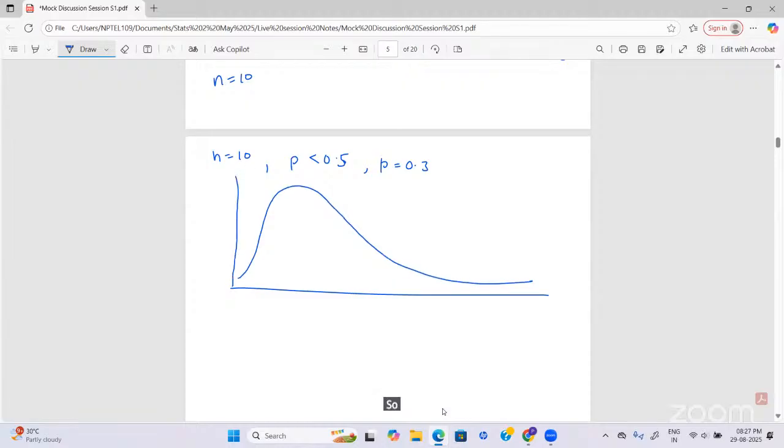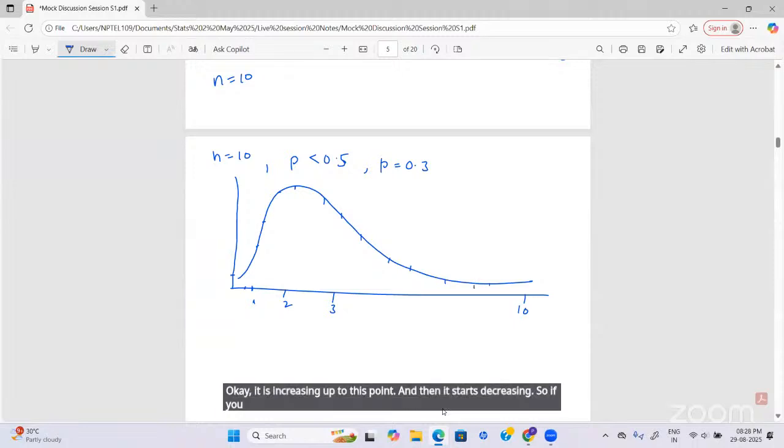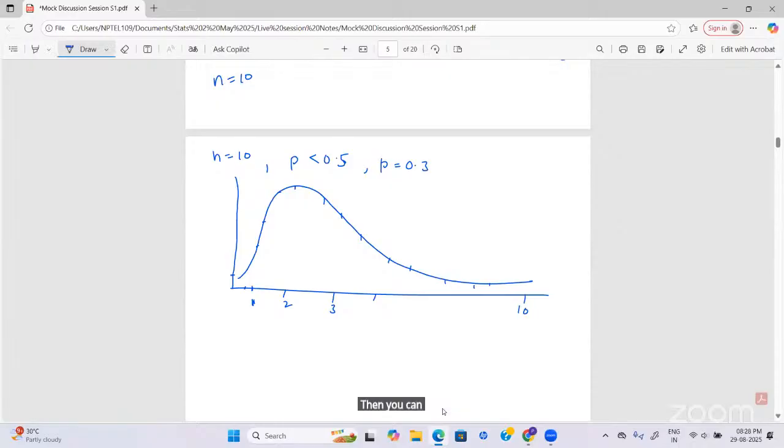So what does it mean? Here, suppose this point is 1, then 2, then 3, and then going up to 10. Here the probability is less, then it is increasing up to this point, and then it starts decreasing. If you calculate the probability at the different points, suppose for x equals 1 and x equals 2, you can verify this. The probability for x equals 2 will be greater than for x equals 1 if n equals 10 and p is less than 0.5.